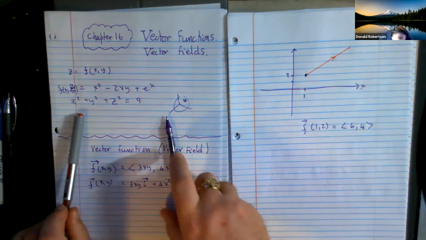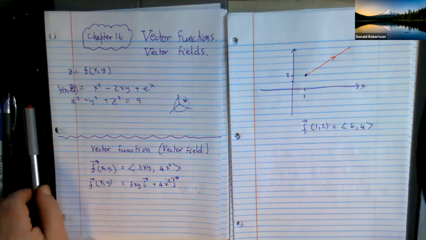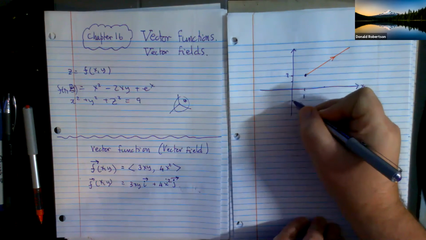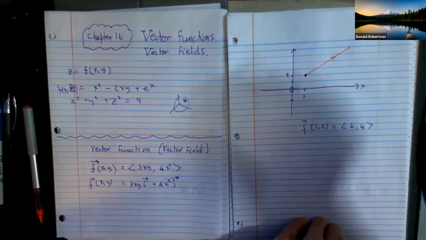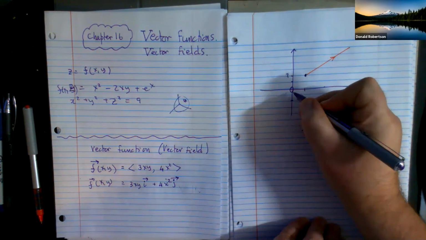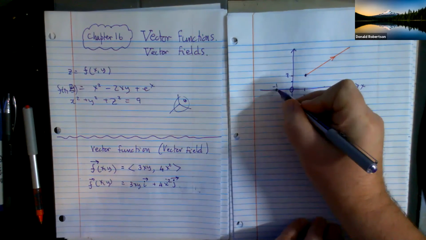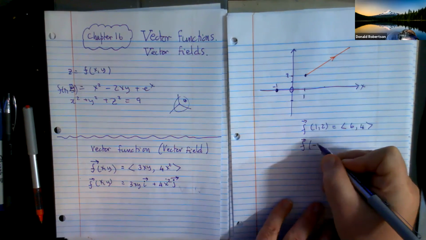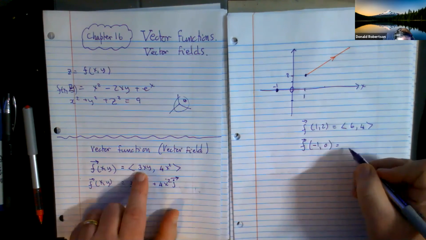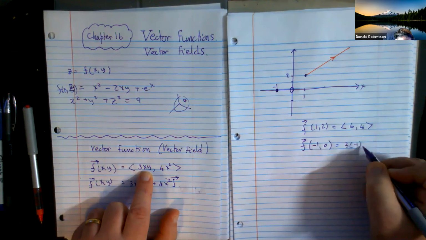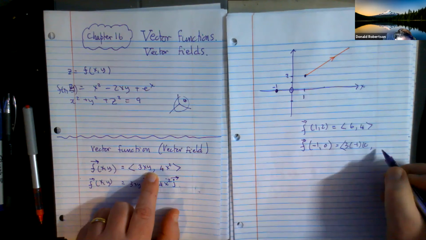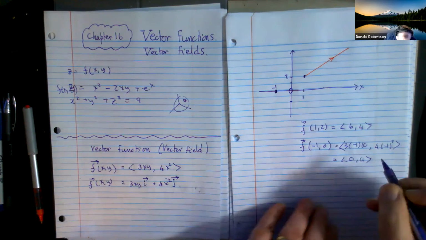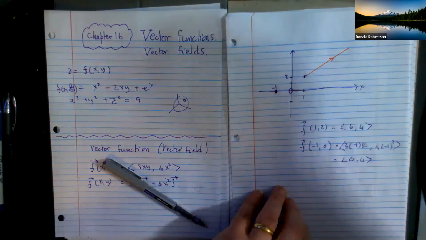And for every single point in the universe, for instance, if I did the point 0, is that a good choice? Yeah. Let's do the point -1, 0. Well, the value of the vector function at -1, 0 is 3 times -1 times 0 and 4 times -1 squared. So it would be the vector 0, 4. And what does that look like? Well, you don't go anywhere and you go up 4.